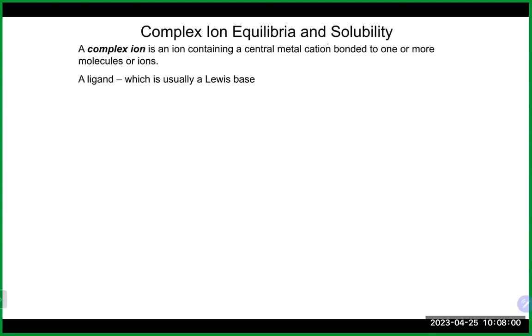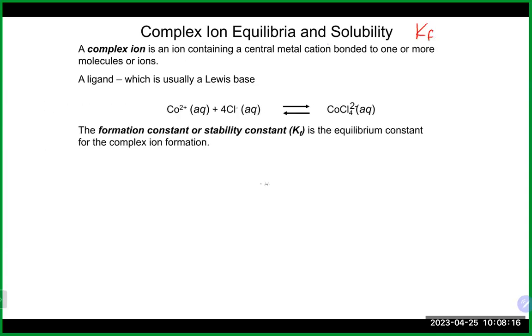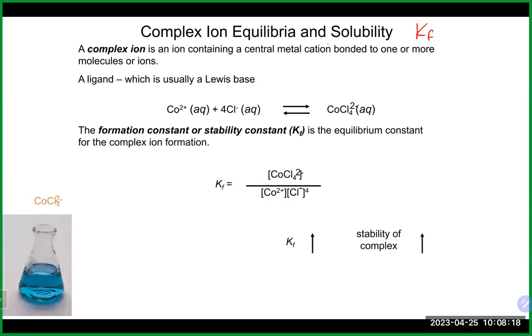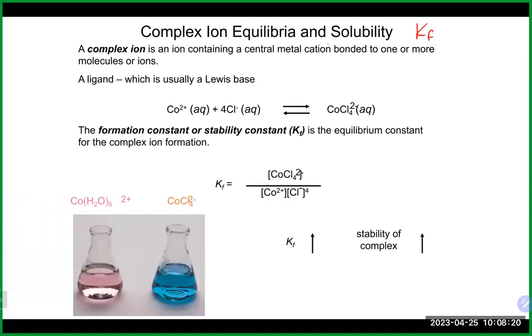All right, so the last little part of this chapter is another part of equilibrium, which was referred to as KF. And that is really the equilibrium constant for complex ions. And a complex ion is a central metal atom that is positively charged.